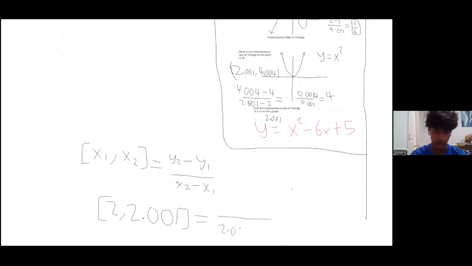0, 0, 1, which is our second x value, and 2, which is our first. Okay, now how do we find the y values? It's actually pretty simple. Since we have 2 as our first x value, we just plug it into the equation to find the y value that corresponds with 2.